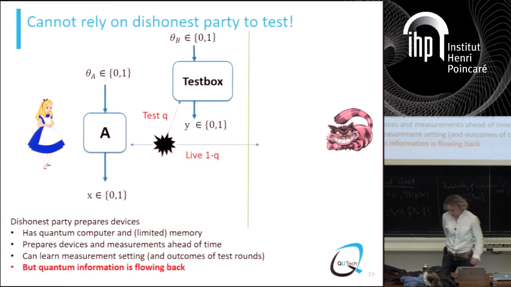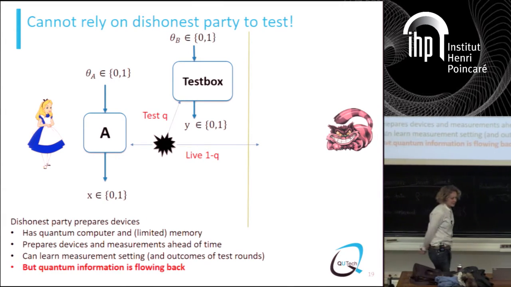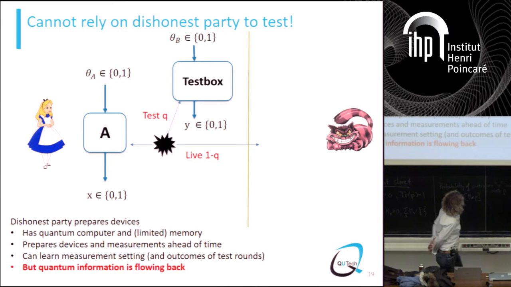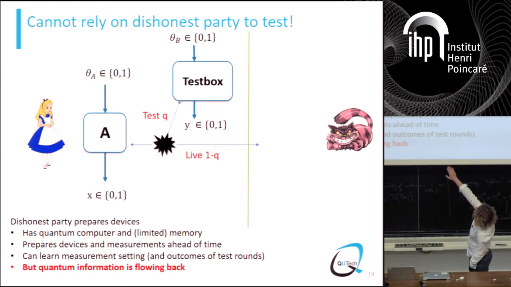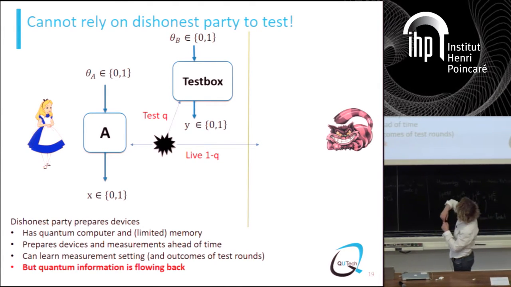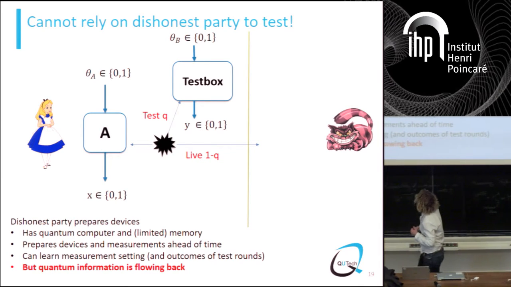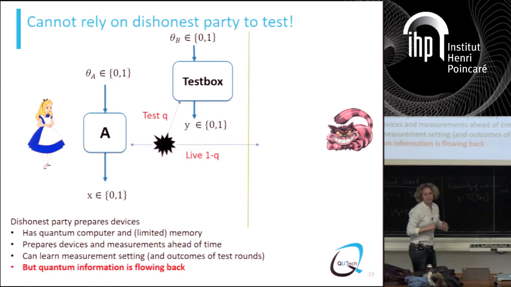So because we cannot rely on the dishonest party to test, we will actually assume here that every party has themselves multiple devices. Alice has a device A, and in addition, she has what I'll call a test box, a second box by herself. And we'll assume that Alice can decide, if her device emits a quantum state of possibly arbitrary dimension, whether that quantum state is sent to the test box or to Bob. If it goes to the test box, I call this a test round. If it goes to Bob, I'll call this a live round.